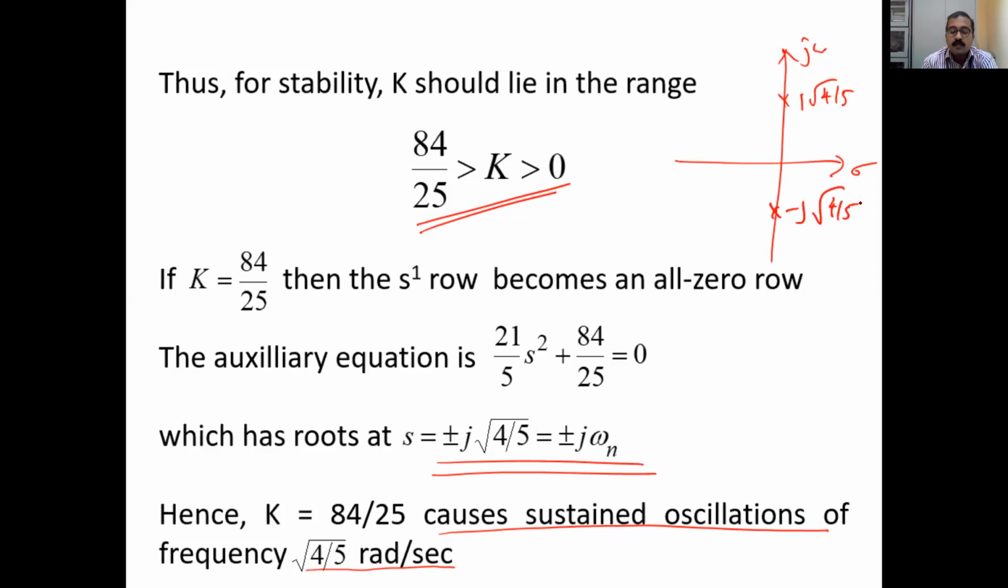Okay. So K should be between 0 and 84 by 25 for stability. If K is equal to 84 by 25, it is marginally stable, and if K is greater than 84 by 25, the closed loop system becomes unstable. Understood?